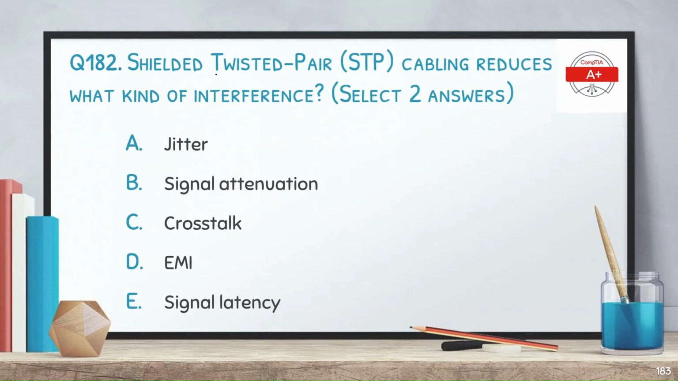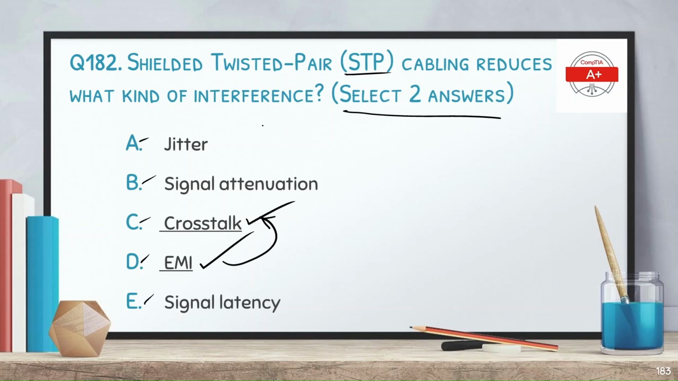Question number 182 is that shielded twisted pair, that is STP cabling, reduces what kind of interference? We have to select two answers. The options are A jitter, B signal attenuation, C crosstalk, D EMI, and E signal latency. The correct options are crosstalk and EMI. So EMI is basically the technical term, that is electromagnetic interference, and due to EMI there is crosstalk or interference. So these are the two effects that can be reduced using shielded twisted pair.